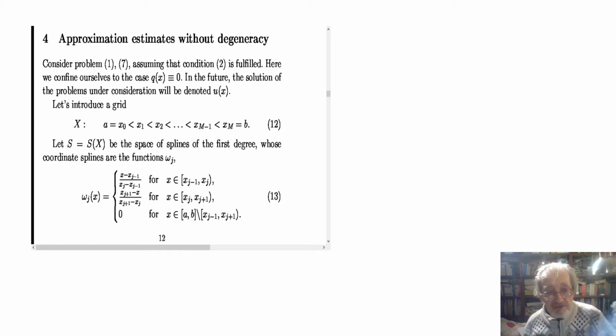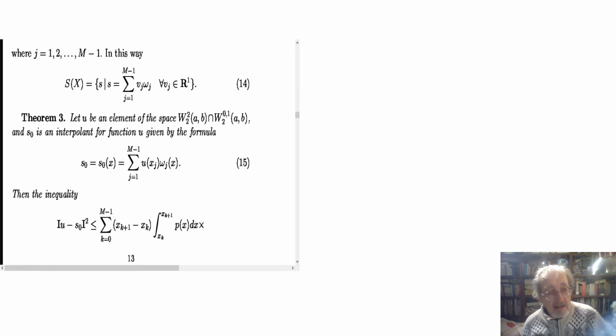Approximation estimates without degeneracy. We discuss here the agreed X, C formula 12, and also we have the basic spline, formula 13. Theorem 3. We can see the estimate.